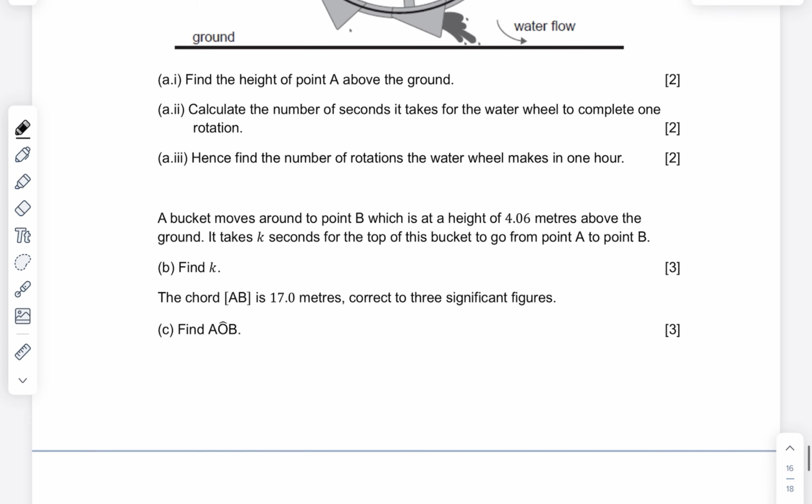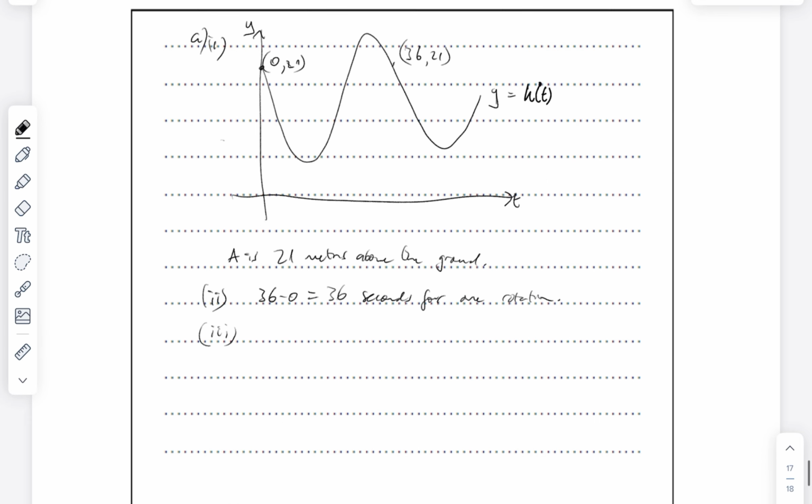Hence, find the number of rotations the water wheel makes in 1 hour. So it's doing it in 36 seconds, so I need 60 times 60, the number of seconds in an hour, divided by 36, which gives me 100 rotations per hour.